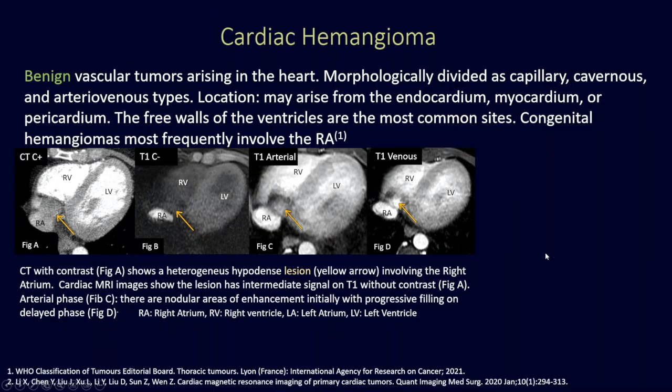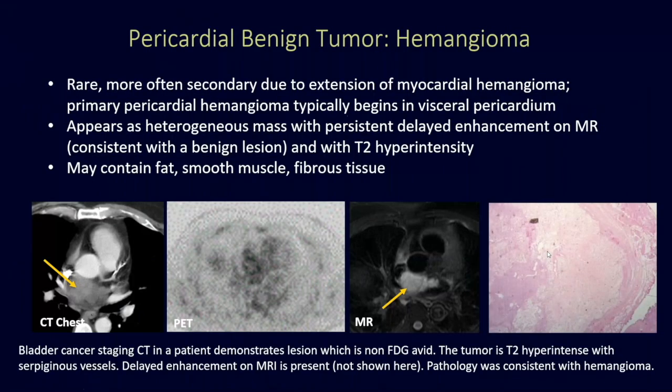This is a different patient. This is a staging CT for someone with known bladder cancer, and then you find this mass in the mediastinum. It's nearly at the level of the transverse oblique sinuses. Of course, we do a PET after that, and on the PET we don't see any FDG uptake. So then the question is, what else could this be?